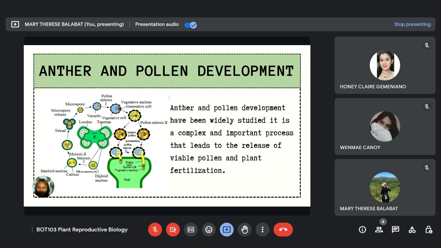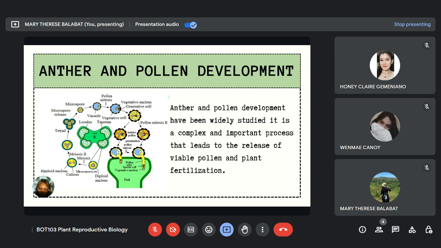So we have the meiosis one. The homologous chromosomes pair up and exchange genetic material through crossing over. So the paired chromosomes separate and move to opposite poles of the cell. Then we have the meiosis two. The sister chromatids separate and move to opposite poles of the cell. This process results in four genetically distinct microspores arranged in tetrad.